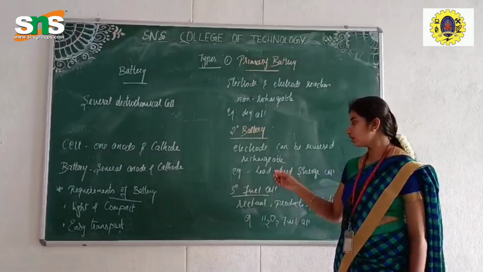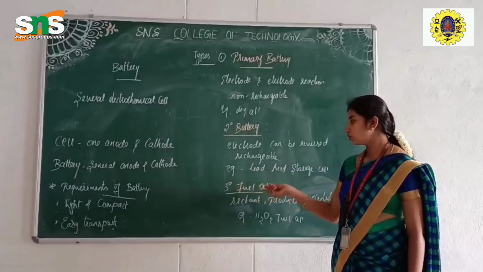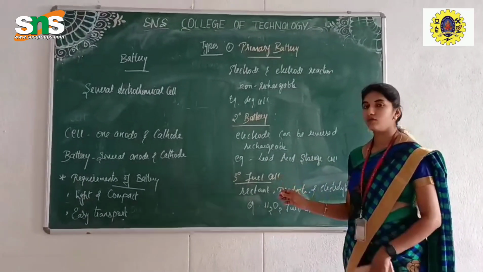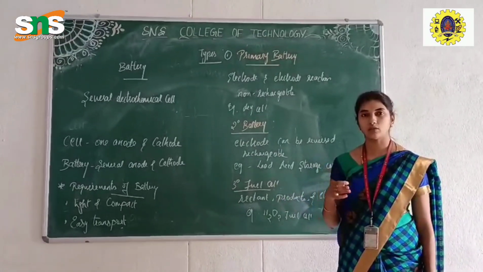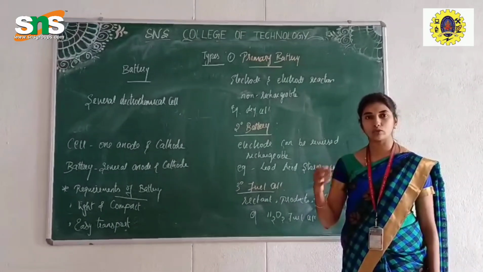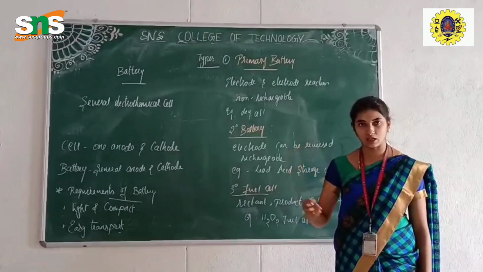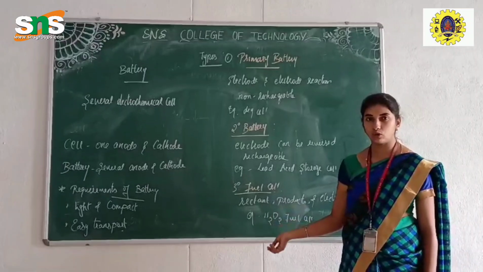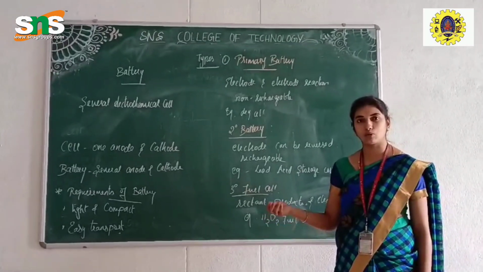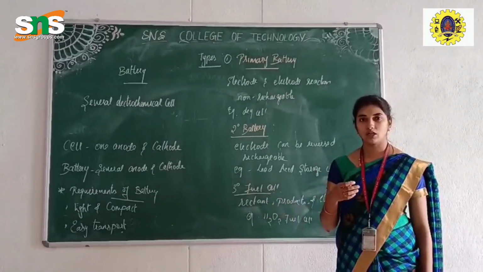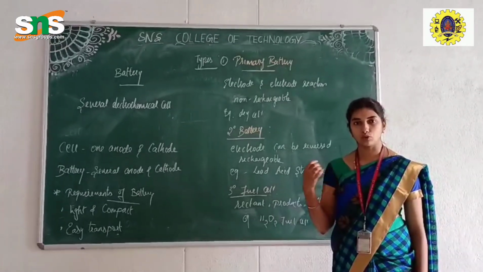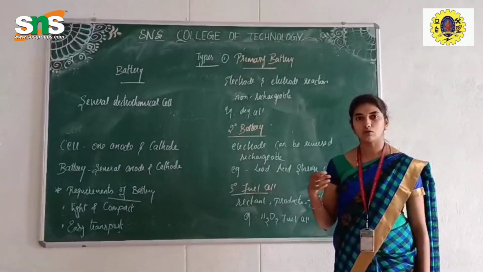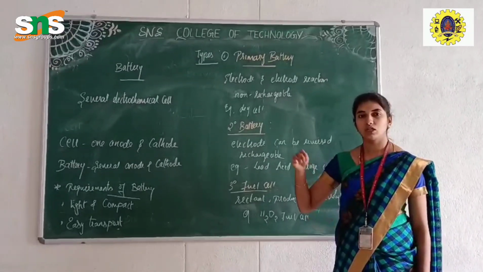And the third one is the fuel cell. In a fuel cell, the reactant, product and electrolyte are continuously passed through the cell to produce energy. It forms a current, and an example is the H2-O2 fuel cell, the hydrogen oxygen fuel cell. How the hydrogen can be produced by this method and how it can be stored for use in this battery. It is also used in the submarine industries. So these are the introductions to batteries.